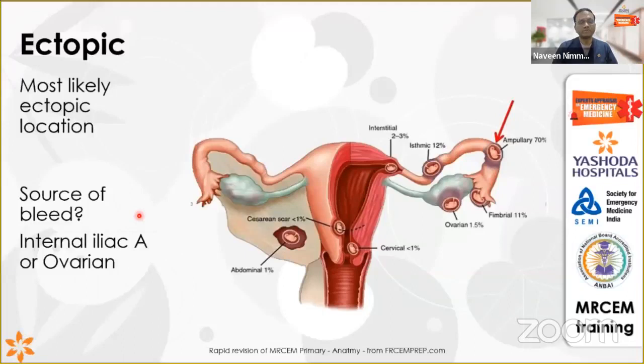Coming to the colon. For the ascending colon, if there is an investigation asking which artery could be blocked, the artery that supplies the ascending colon is the right colic artery.